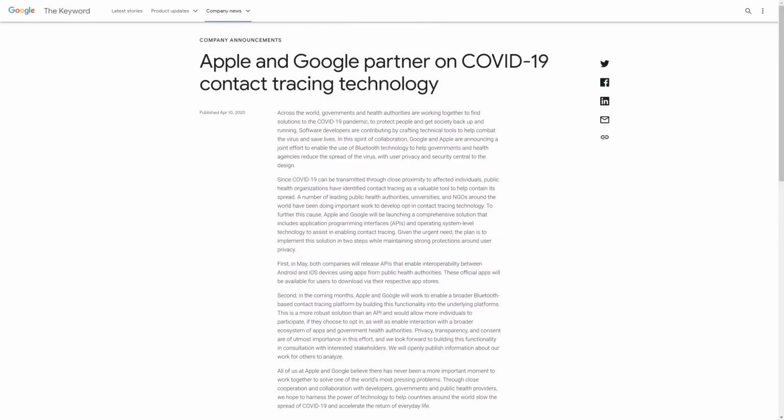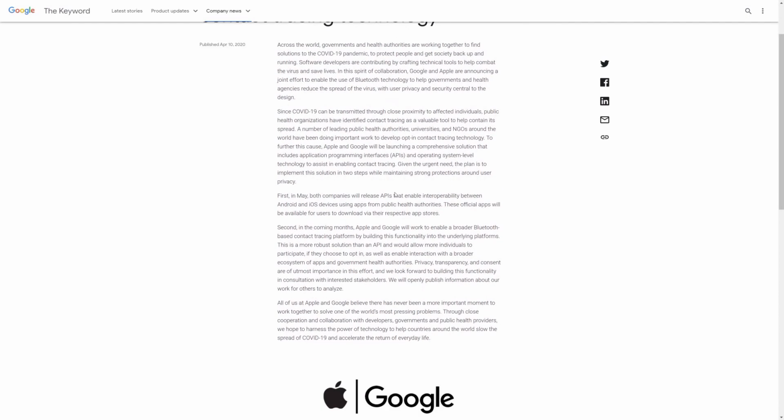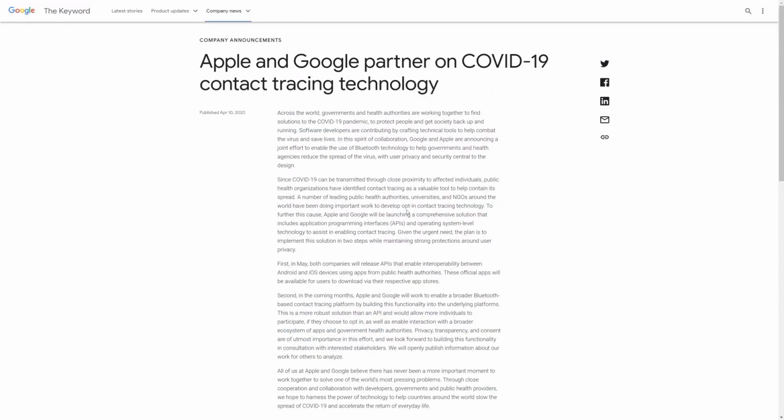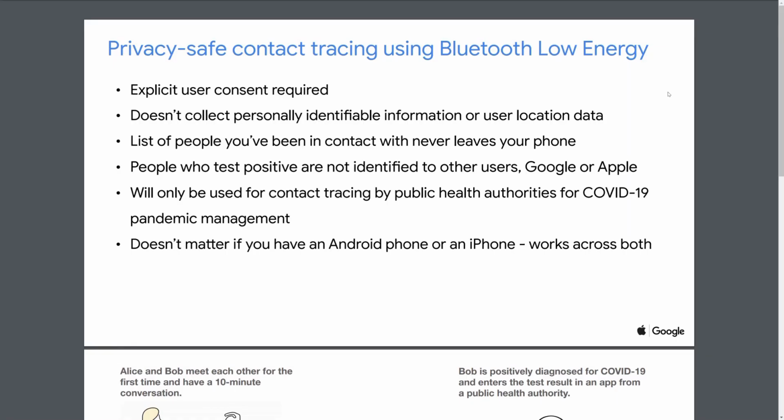In conjunction with this blog post, they've also posted some preliminary API specifications. There are some links here, so we're just going to go ahead and have a look at that. This document here goes over the high-level architecture of how the system will work exactly. And again, they put the emphasis on privacy-safe contact tracing.